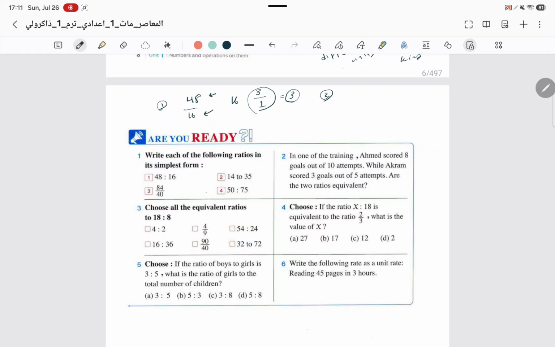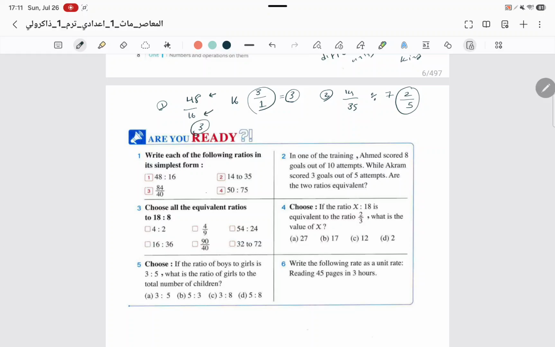The second one is 14 over 35. We can divide the top and the bottom by 7, for example. So 14 over 7 is 2, and 35 over 7 is 5. So 2 over 5. Okay.